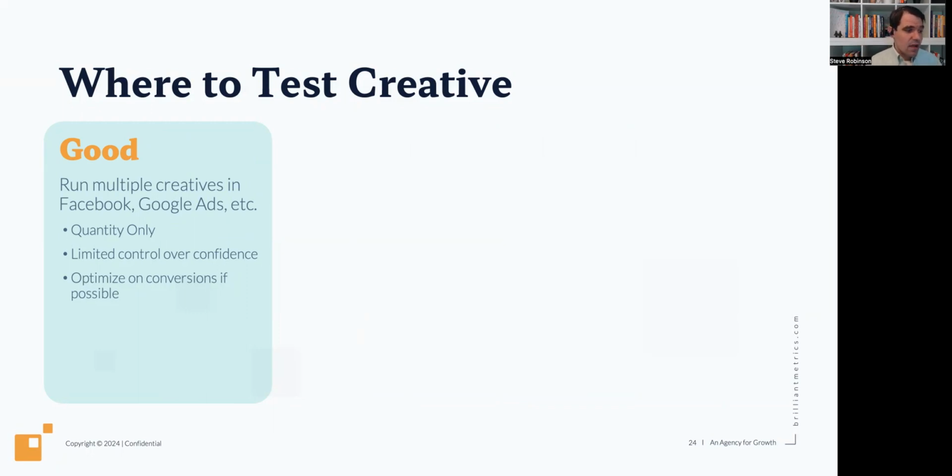Good. In most of these platforms, you can simply say, I want to run 3 different creatives, and then you pick the winner and continue running that creative into the sunset. Most of the time in most of these platforms, that's just the default setup when you upload multiple creatives for the same ad set, campaign, ad group, whatever it's called in that platform.